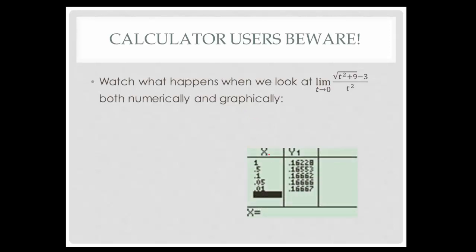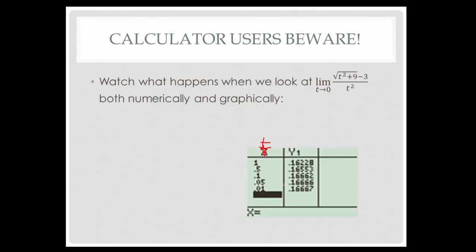If we look at it numerically, take a look at my values. t should be approaching 0. So I'm choosing values of t, by the way. This is not an xy table. This is a ty table. So there's another drawback of technology. It doesn't change your letters for you. You have to do that. You have to understand to do that manually. As t approaches 0, I've chosen 1, 0.5, 0.1, 0.05, 0.01. Those are numbers that approach 0.